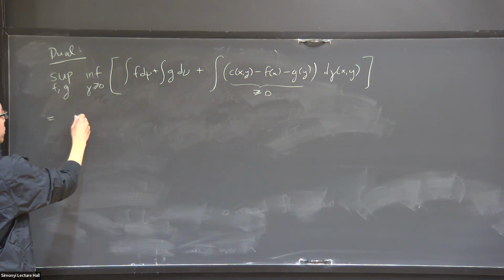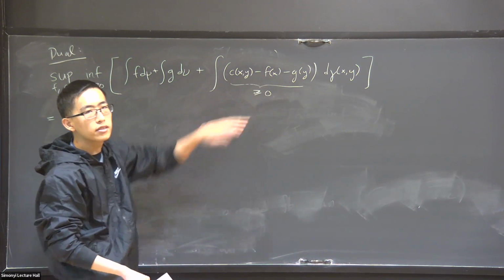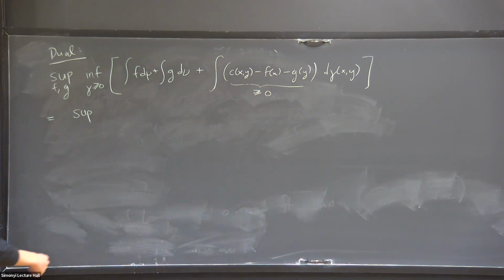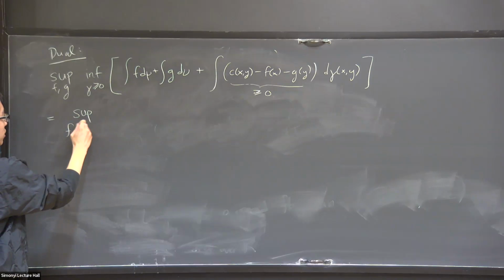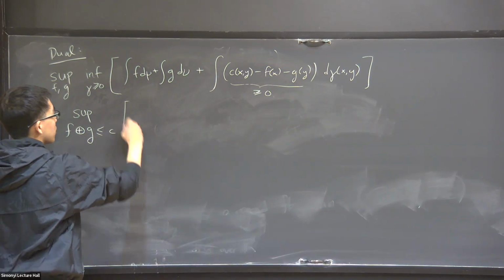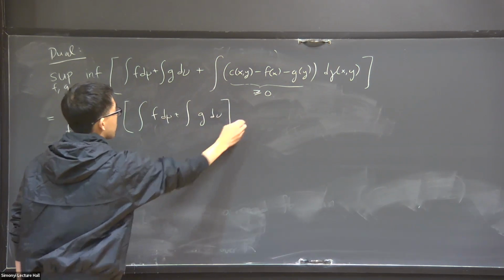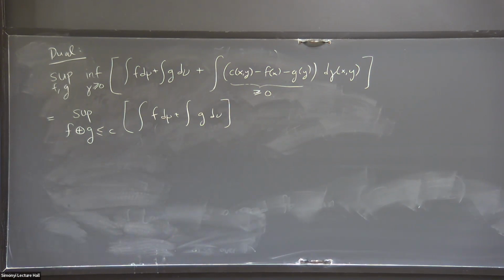So this turns into a constraint on f and g, namely that f of x plus g of y should be less than c of xy for all points x and y. So we're going to write this as f direct product g is less than the cost function c, and maximize the integral of f d mu plus g d nu. Okay, so this is the dual formulation. And as I mentioned, you can show under very general conditions that strong duality is going to hold. So the value of this dual problem is equal to the value of the primal problem.